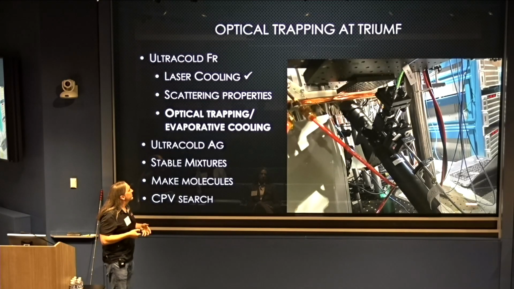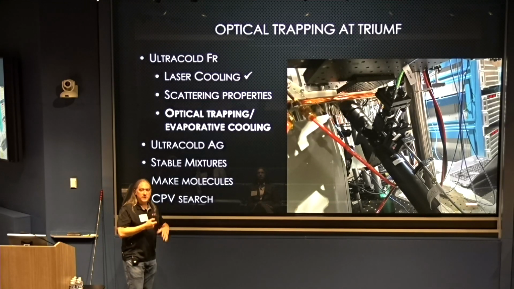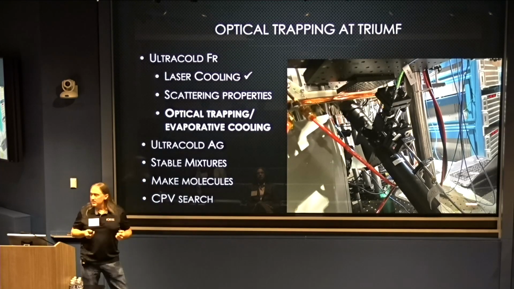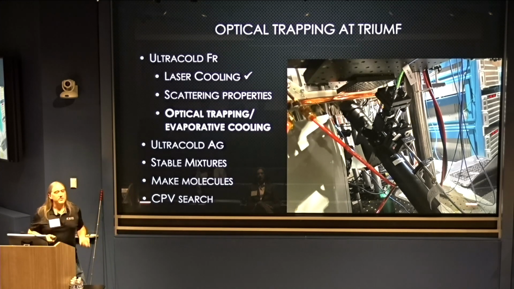So that both allows us to get to higher densities and get to much lower loss rates. It turns out there's a lot of light-assisted loss in the francium MOT. So we'll be looking for those molecular resonances so we can understand the scattering properties of francium to allow us to go all the way to nanokelvins with evaporative cooling.